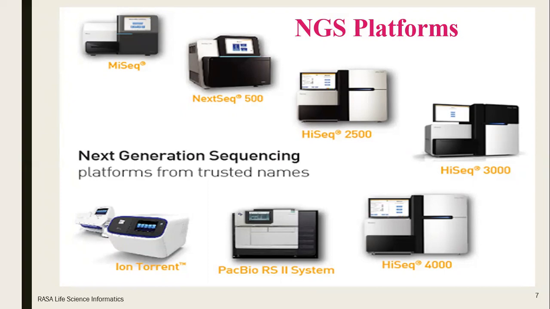As you can see here, the slide shows the NGS platforms of the most trusted names. The NGS platforms today are Illumina MiSeq, NextSeq 500, HiSeq 2500, HiSeq 4000, HiSeq X sequencing technology. Then we have Life Technologies Ion Torrent sequencing technology, and Pacific Biosciences, which in short we call PacBio. And sequencing methods vary among them as they differ in template preparation, sequencing, imaging, and also in data analysis.